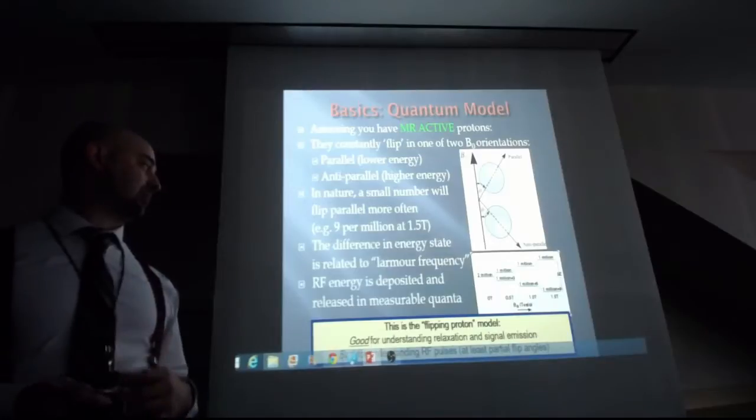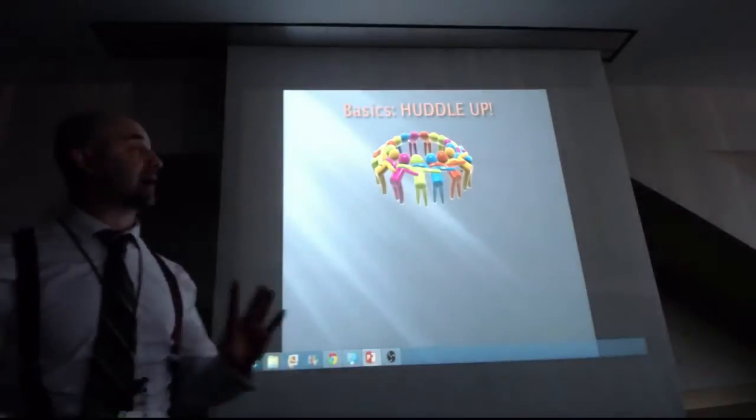All right, so the difference in energy state can be related to the frequency. You think of the RF pulse as a quantum of energy that you deliver, which will cause these protons to flip over. And if the energy difference doesn't match, then you won't get any change in the state, which is why, again, this is good for understanding relaxation signals, but bad for understanding the rest. Okay, now.